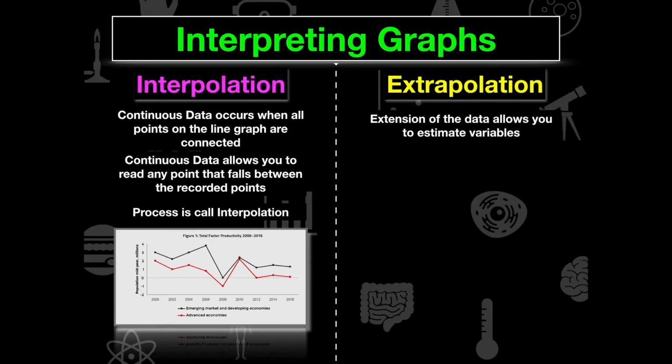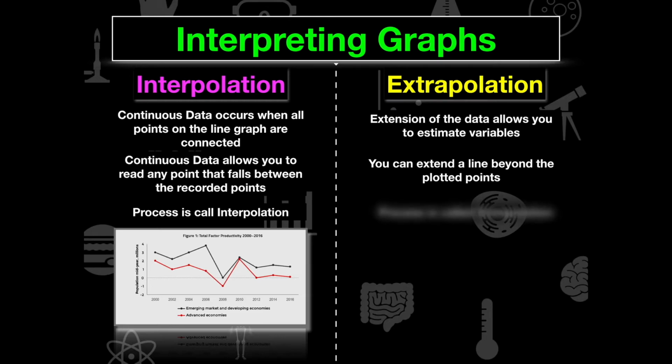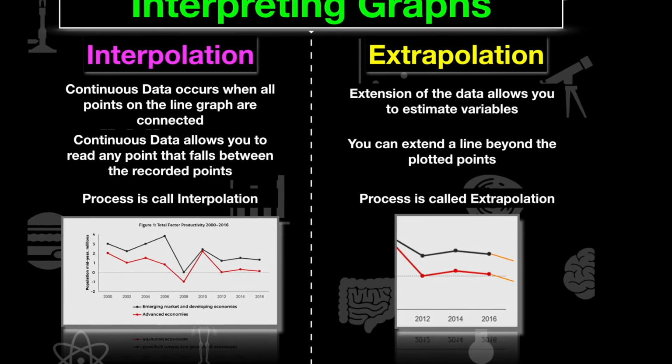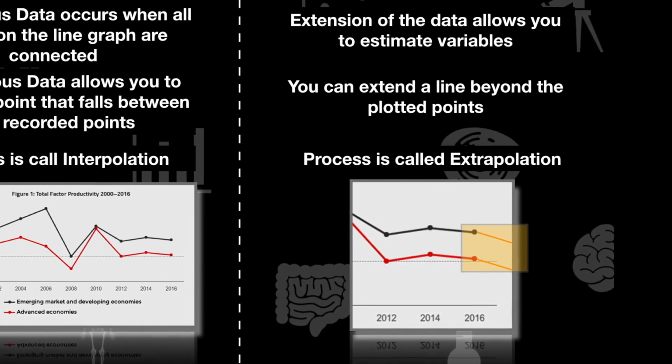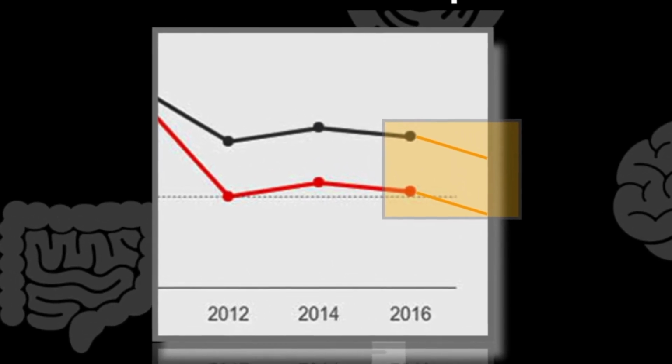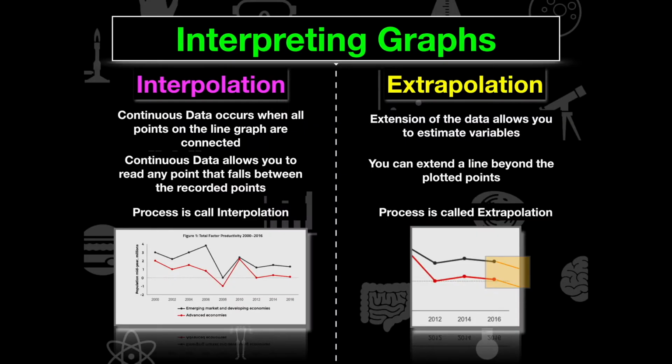This is going to give us more of a prediction. It's an extension of the data that allows you to estimate variables. So what you can do is extend the lines beyond where they occur. In this case, we are extrapolating that maybe in 2017, we're going to see a decrease here, and we're trying to make a prediction about the future. So interpolation is more of how we read the graph in the present and how we can use tools to understand that graph, whereas extrapolation is trying to estimate and predict potential occurrences in the future.